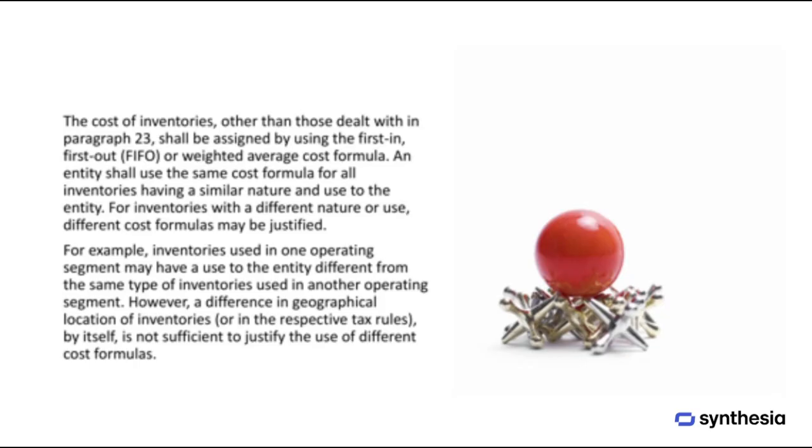For inventories not subject to specific identification, the cost should be assigned using either the first in, first out (FIFO) method or the weighted average cost formula. An entity must apply the same cost formula consistently to all inventories of a similar nature and use. However, different cost formulas may be appropriate for inventories that differ in nature or use. For instance, inventories used in one operating segment might serve a different purpose than similar inventories in another segment. Simply being in a different geographic location or subject to different tax rules does not by itself justify using different cost formulas.